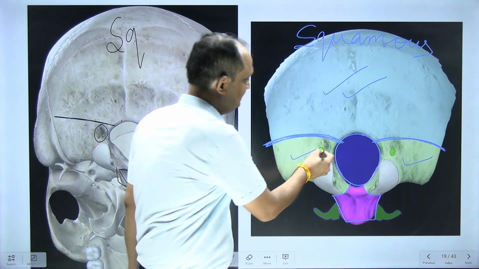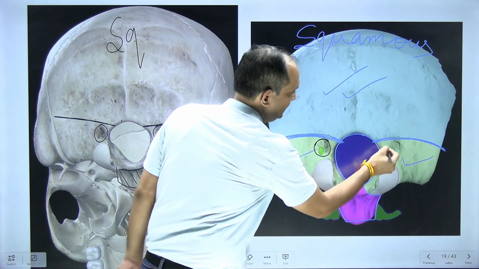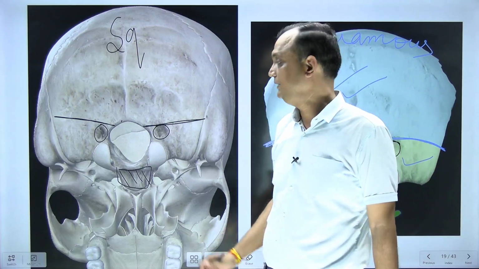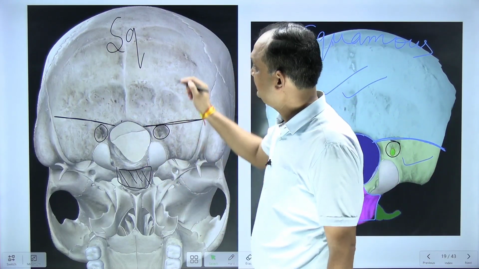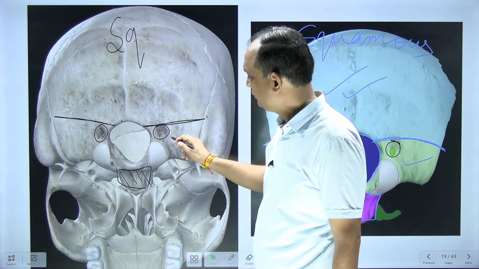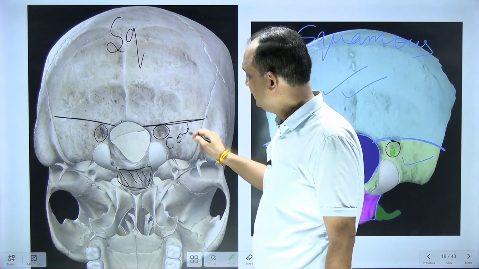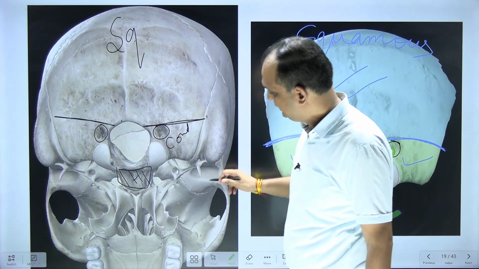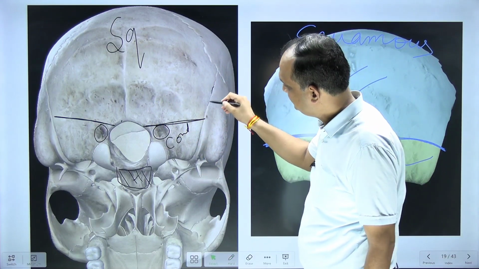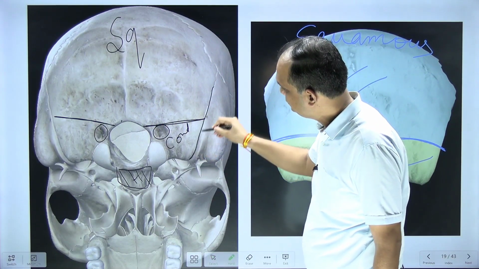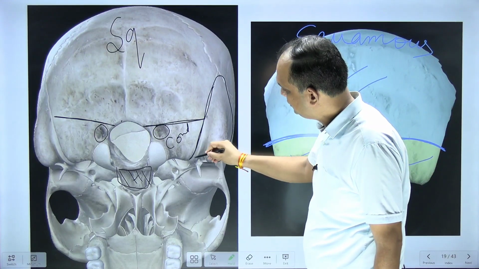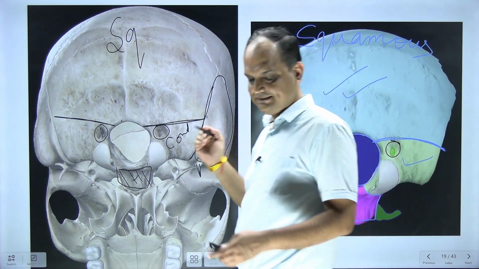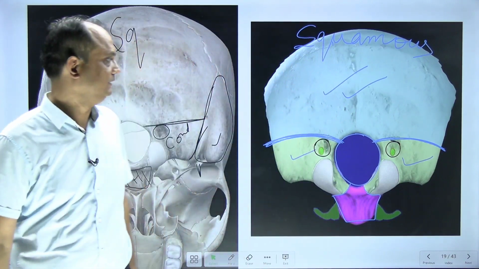Here you can see these are the two condylar fossae, and they lie behind the posterior end of the occipital condyle. So in this way, this is the squamous part, this is your condylar part, and this is the basilar part of the occipital bone, and then you will find the temporal bone. You can see the suture line here. This is the mastoid part, and here you will have the styloid process. Clear?